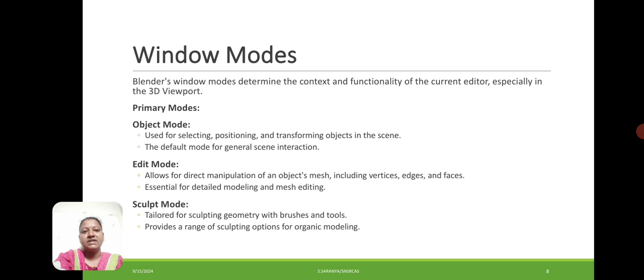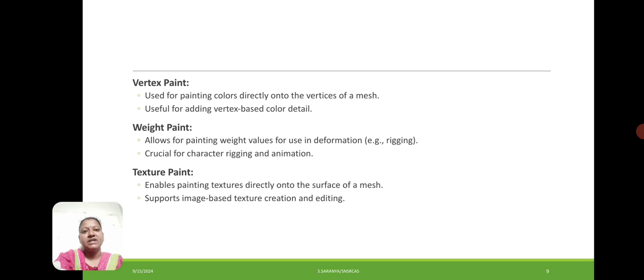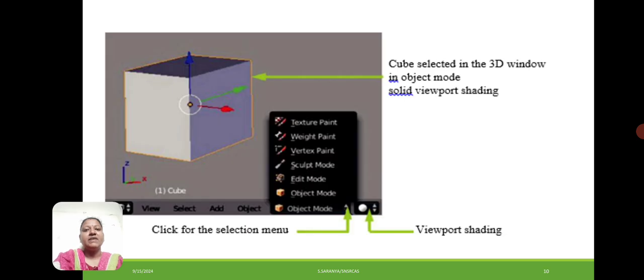Edit mode allows for direct manipulation of an object's mesh, including vertices, edges, and faces, essential for detailed modeling and mesh editing. Third one is sculpt mode, tailored for sculpting geometry with brushes and tools, providing a range of sculpting options for organic modeling. Next is vertex paint, used for painting colors directly onto the vertices of a mesh, used for adding vertex based color detail.